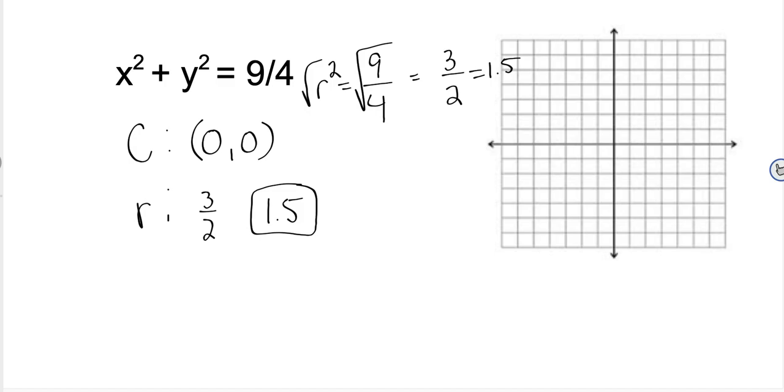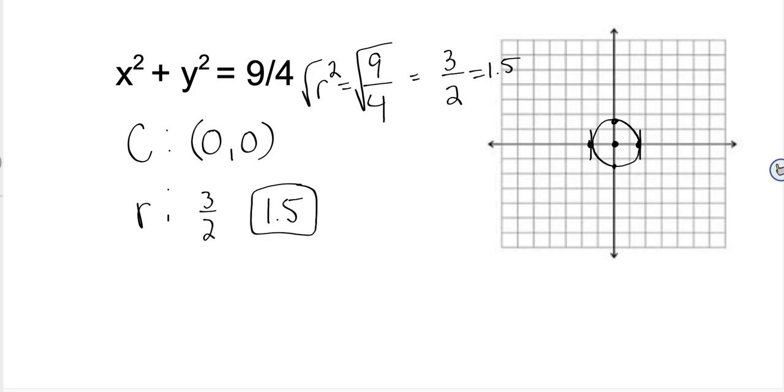To graph a circle, you just start at the center, which we indicated already was 0, 0. So draw a point for the center, and then we go 1.5 in each of the directions: positive x, positive y, negative y. And then we're just going to try as hard as we can to get a nice circle there. And that's it.